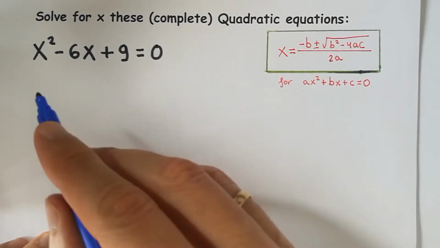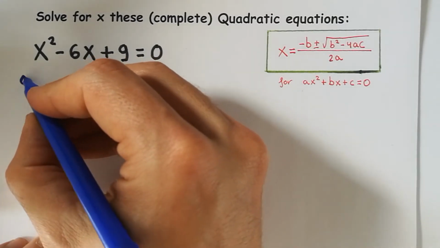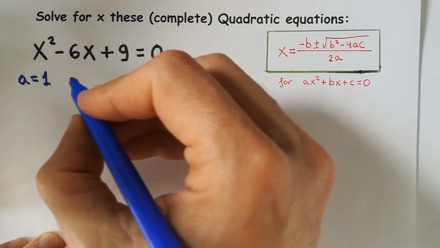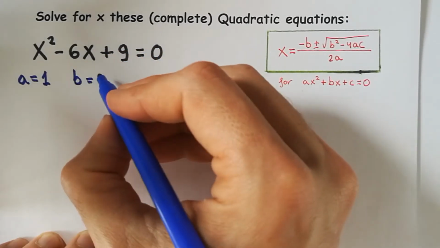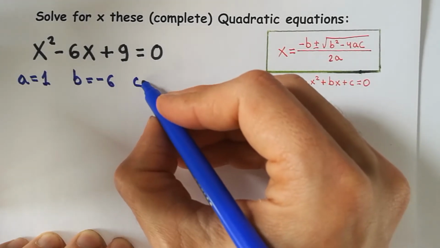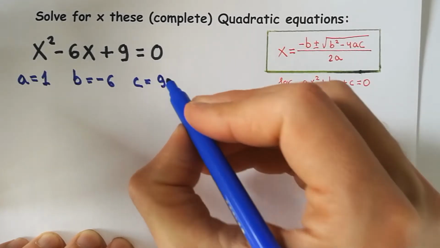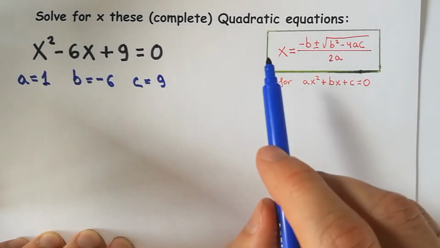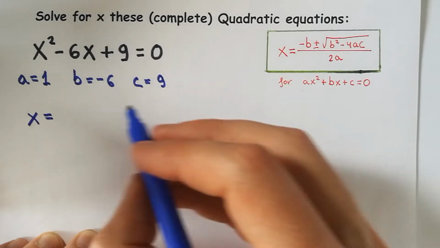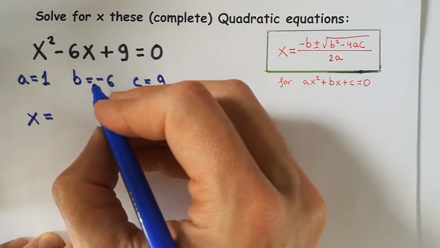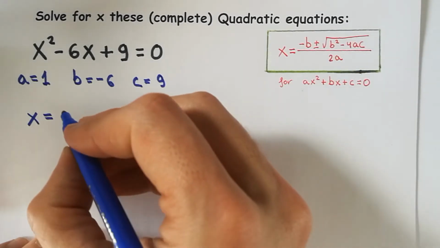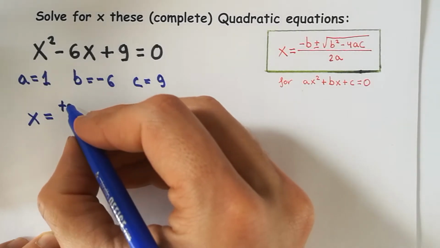So let's start. The first thing is to find the value of a, that is the number that multiplies x squared, the value of b, that is minus 6, which multiplies x, and the value of c, that is the number plus 9, that is without letters. And then we have to use the formula, just put the numbers inside the formula. Be careful with this minus b, it's the opposite of b, so it's minus minus 6, so it's plus 6.